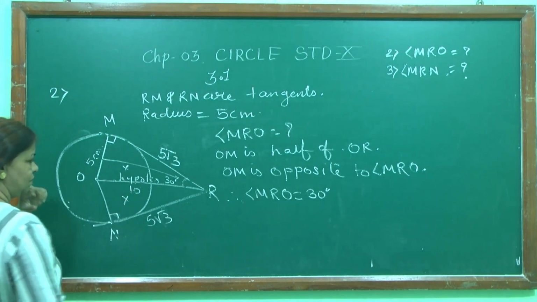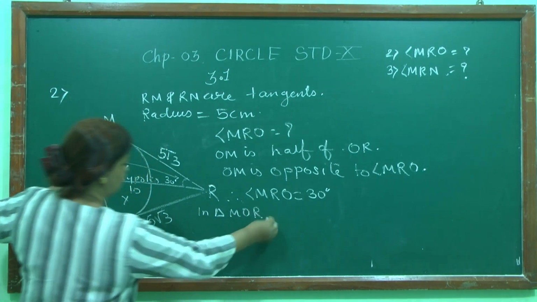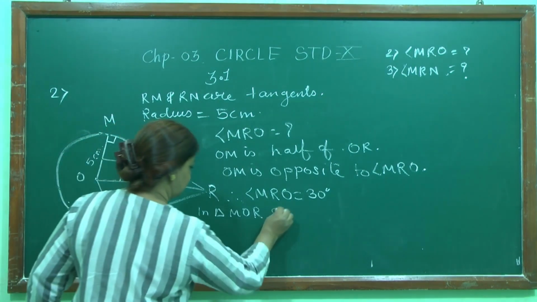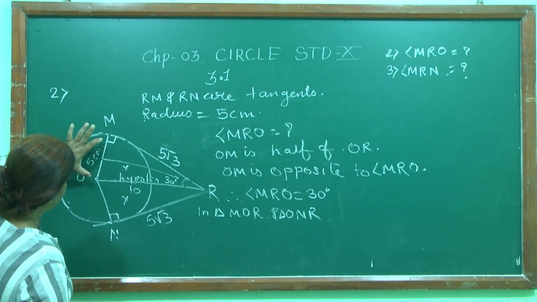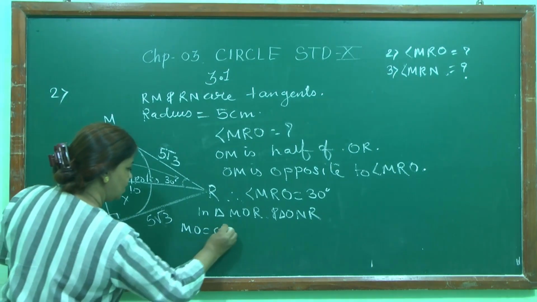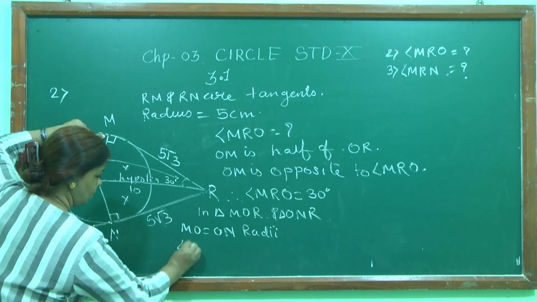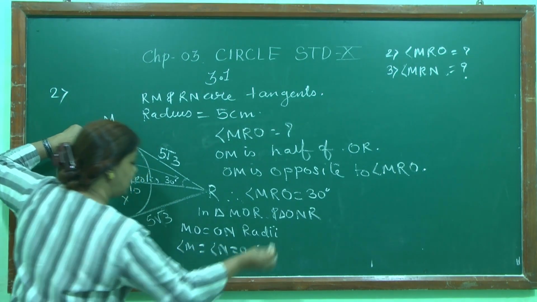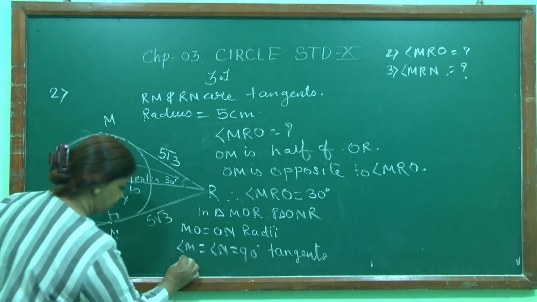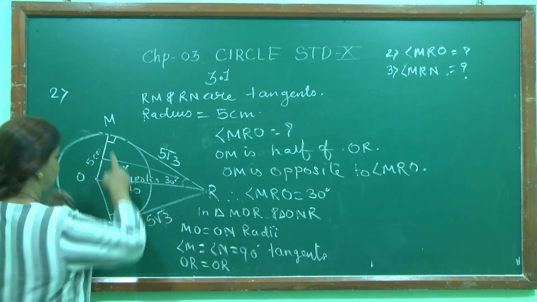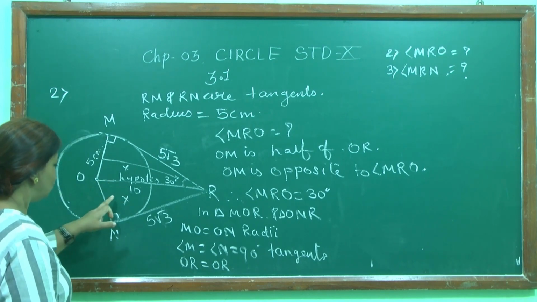I can prove these two triangles equal. How can I do it? In triangles MOR and ONR, MO is equal to ON, radius of the semicircle. Angle M is equal to angle N, 90 degrees, tangent theorem. OR is common, OR is equal to OR. See, I am proving this triangle equal to this triangle. So this line is equal to this line, this angle is equal to this angle, so this triangle is equal to this triangle.